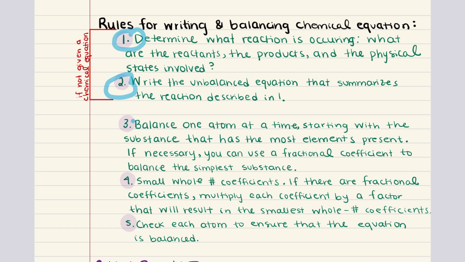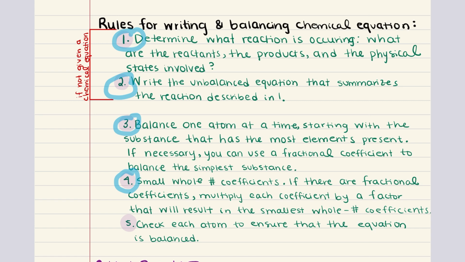Then you can begin to balance one atom at a time. Begin with the element that appears in the most complex substance. And here you can use fractional coefficients if needed to simplify the process. But then by the fourth step, you want to adjust the coefficients to whole numbers.